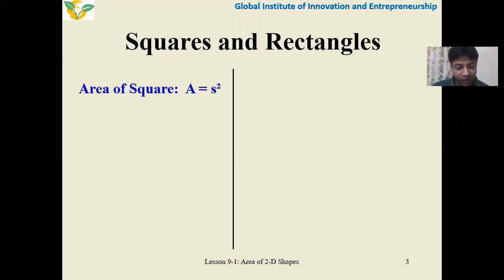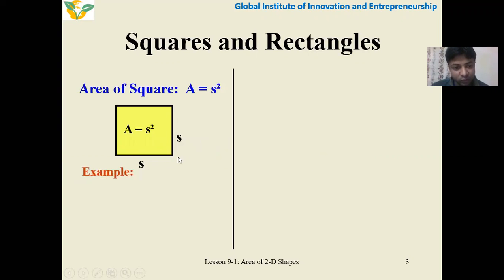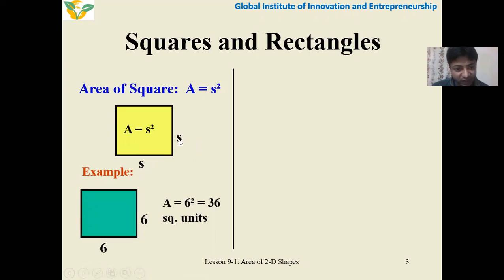Area of a square. What do you mean by square? Square is simply a four-sided quadrilateral which has each side of equal length and each angle is 90 degrees. So in order to calculate the area of a square, you have to multiply one side with the other side. As in this example, I have taken 6 as one side, and the other side is also 6 because it's a square. So area will be 6 into 6, it is 36 square units.